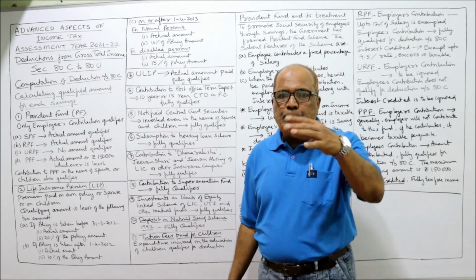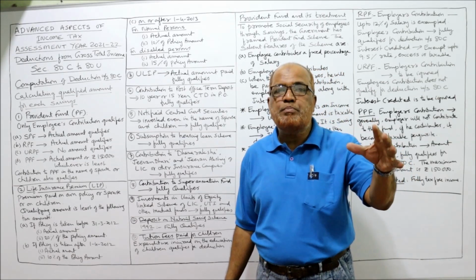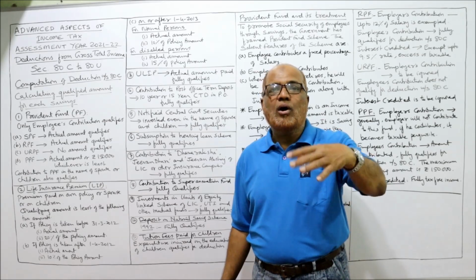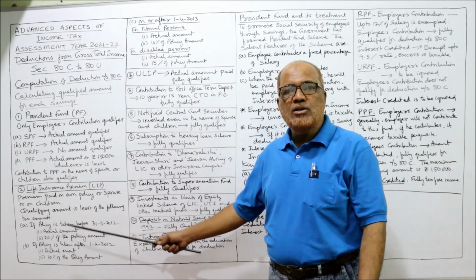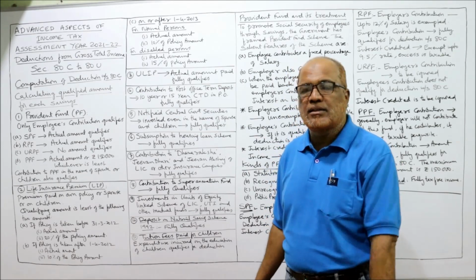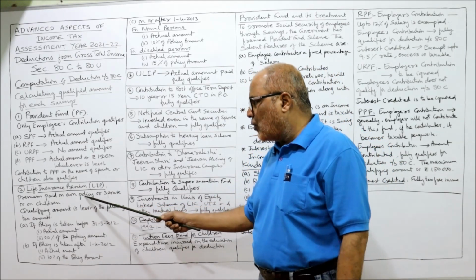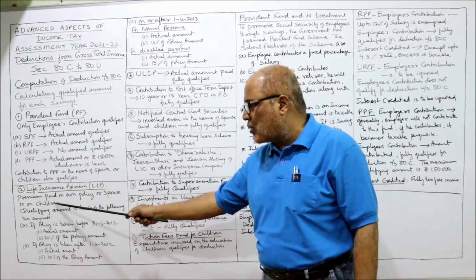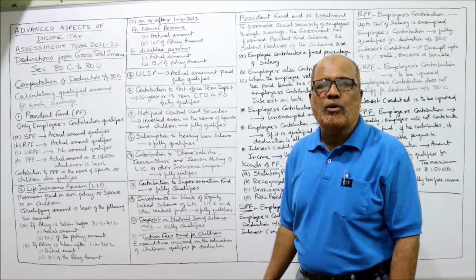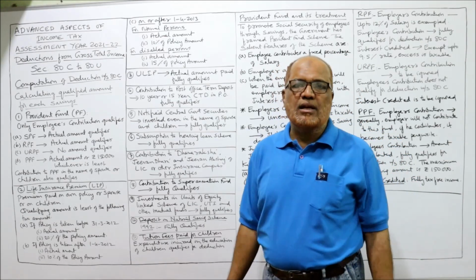If an assessee pays life insurance premium on his policy, spouse's policy or children's policy, the insurance premium paid will be allowed as a deduction. But the rules are: premium paid on own policy or on spouse or children will qualify. The qualifying amount is the least of the following two amounts. Now three circumstances are given.